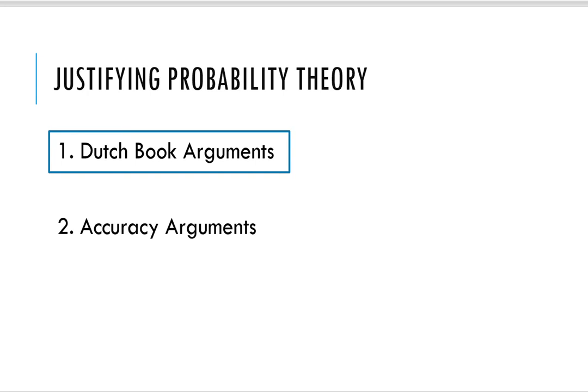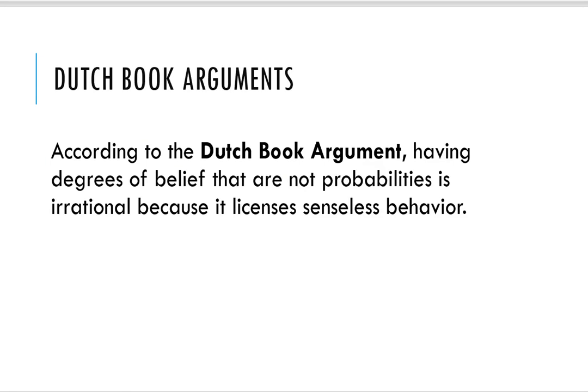First was Dutch book arguments, which we looked at last time. And remember that according to a Dutch book argument, having degrees of belief that are not probabilities, that is, degrees of belief that don't satisfy the probability axioms, is irrational because it licenses senseless behavior, in particular, senseless betting behavior. There will be sets of bets that our credences or degrees of belief will license as fair for us to take, and yet when we jointly take all of them, we're guaranteed to lose money. We suffer a Dutch book.